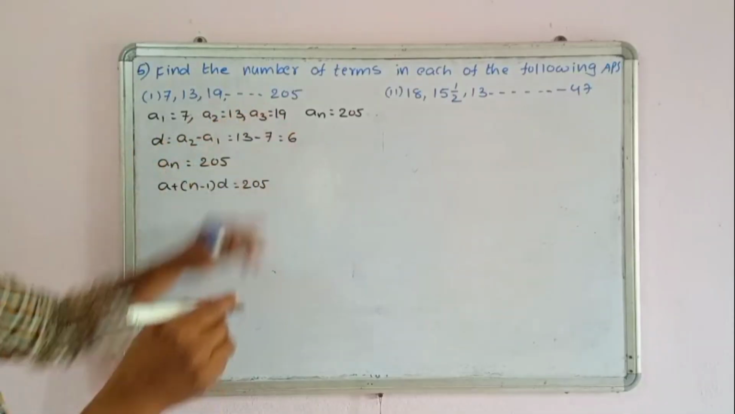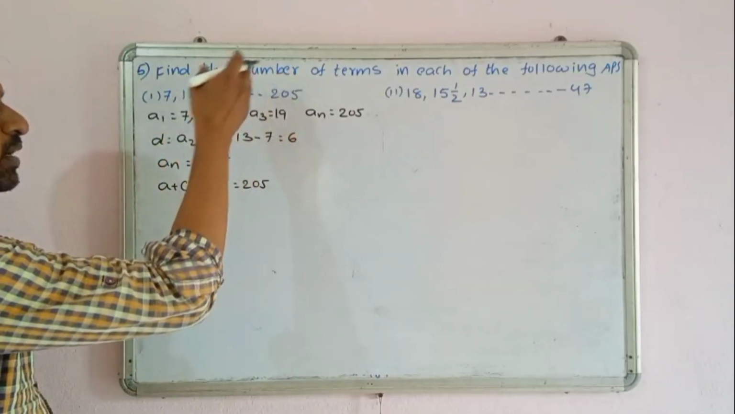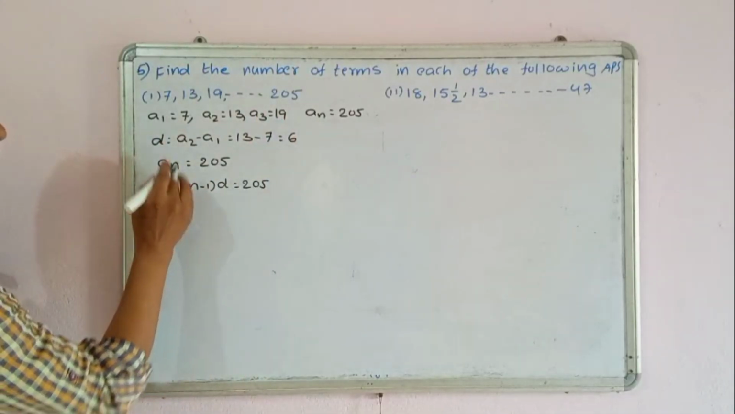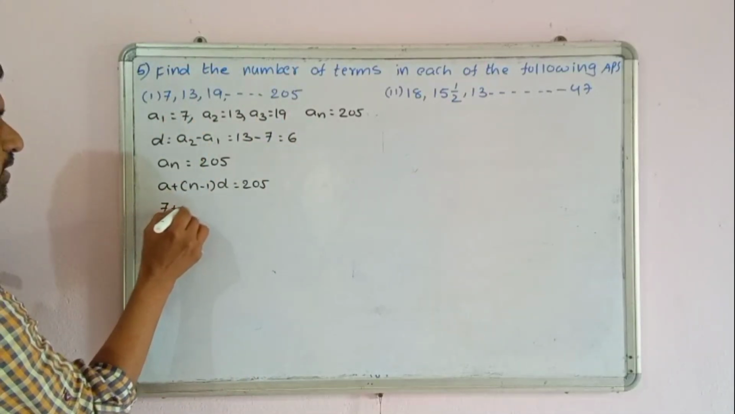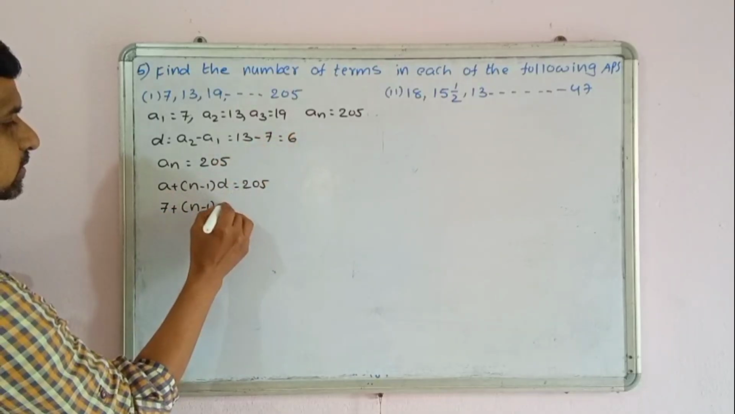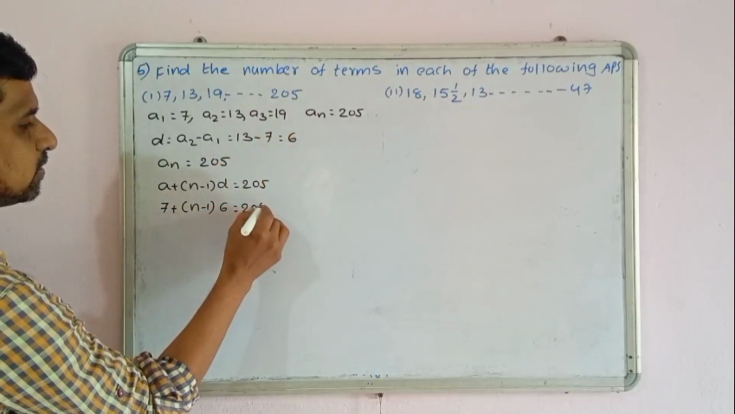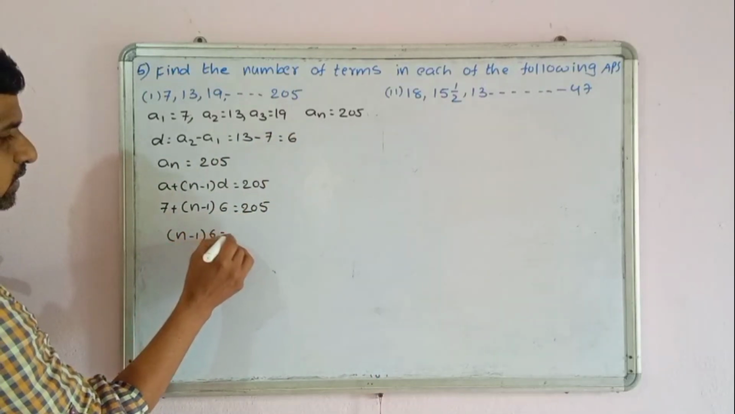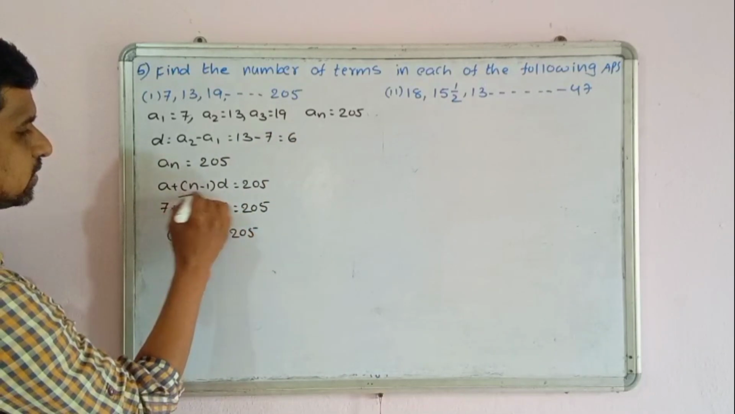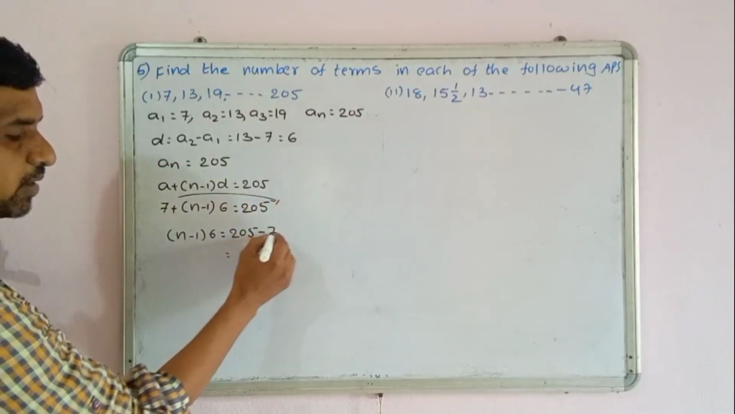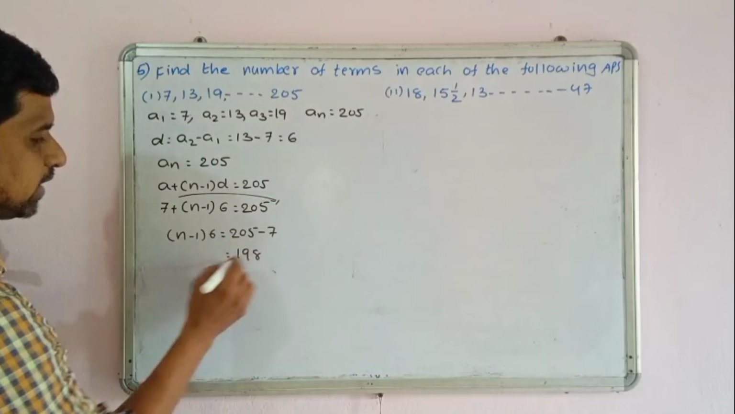So how many terms are there? It could be 10 terms, 20 terms, or 30 terms. We will find that. So a is 7, plus n minus 1, d is the common difference 6, equals 205. So n minus 1 into 6 equals 205. Transposing 7 to the right side, minus 7. So 205 minus 7 is 198.